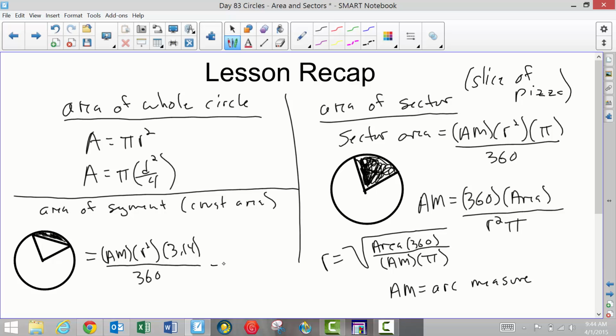over 360 minus half r squared sine of your arc measure. So area of a segment is equal to arc measure times r squared times 3.14 divided by 360, subtracting the area of the triangle, which is half r squared sine of AM, and AM is your arc measure. So there's the recap of the lesson.